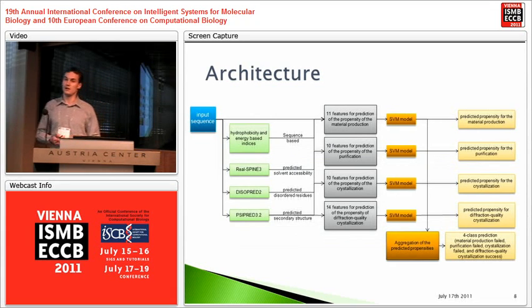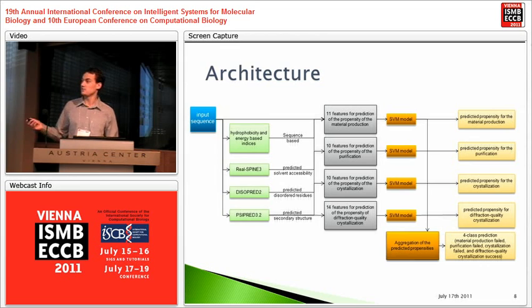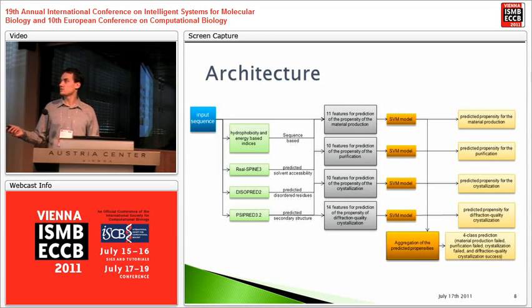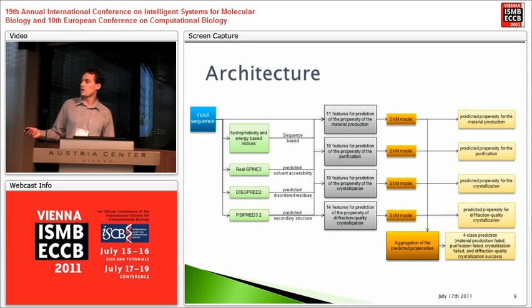So this is the layout of our algorithm. We're using the input sequence and the energy and hydrophobicity-based indices, as well as the predicted solvent accessibility by Real-SPINE, predicted disorder by DISOPRED2, and predicted secondary structure by PSI-PRED. Then we generate the features. We're using 10 up to 14 features for each crystallization step, and we're using SVMs for each step to predict the propensity. Then we aggregate all of these propensities to produce the 4 class labels: material production failed, purification failed, crystallization failed, which means that the protein was not crystallized, or diffraction quality crystallization successful if we predict that the protein will be crystallized.